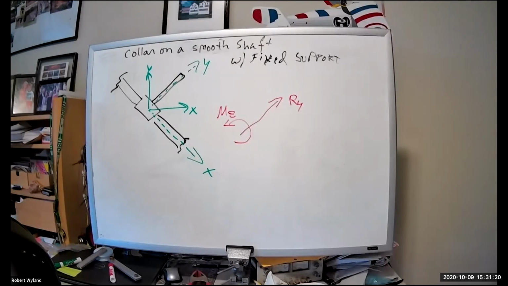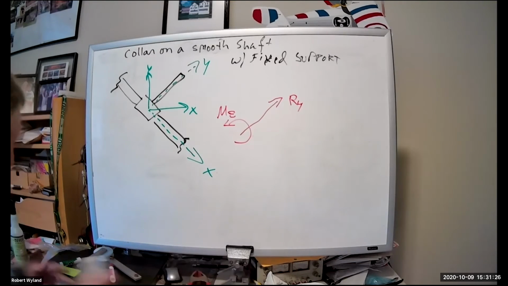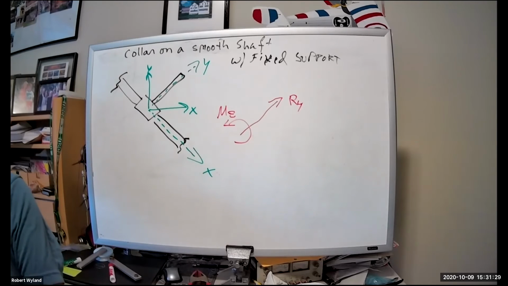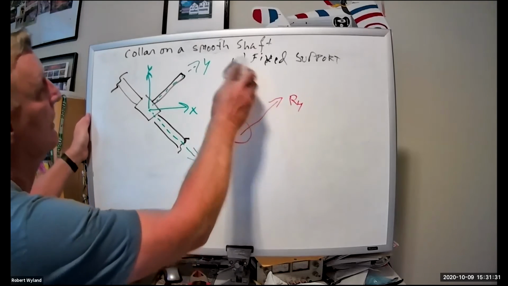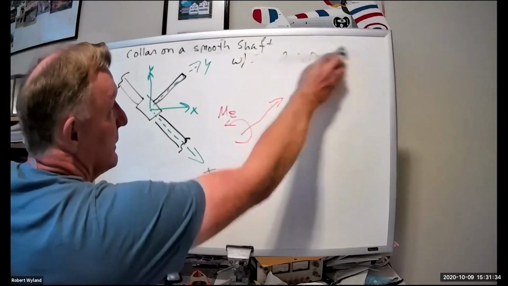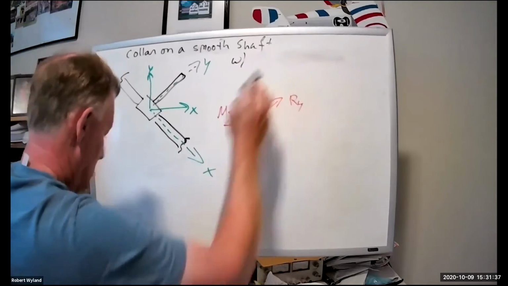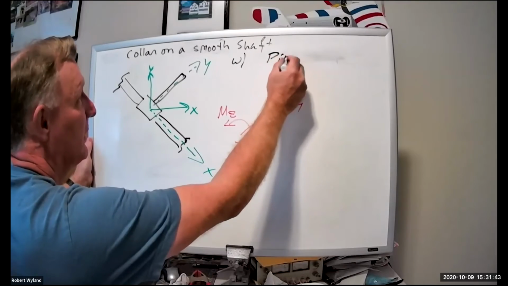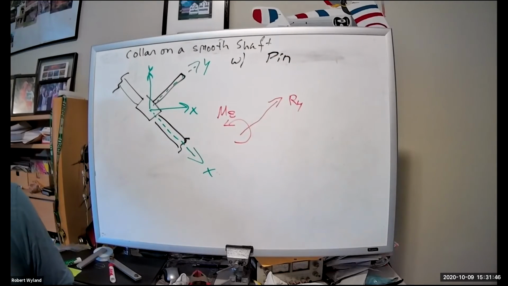So the next thing, let me erase. The next one is similar. It's a collar with a smooth shaft with a pin. If it springs to mind, where would you see something like that? I've seen a lot of those kinds of things on transmission shifting gears, where you basically are rotating something and then sliding it forward. So if you were operating a gear shift, you might see something like that.